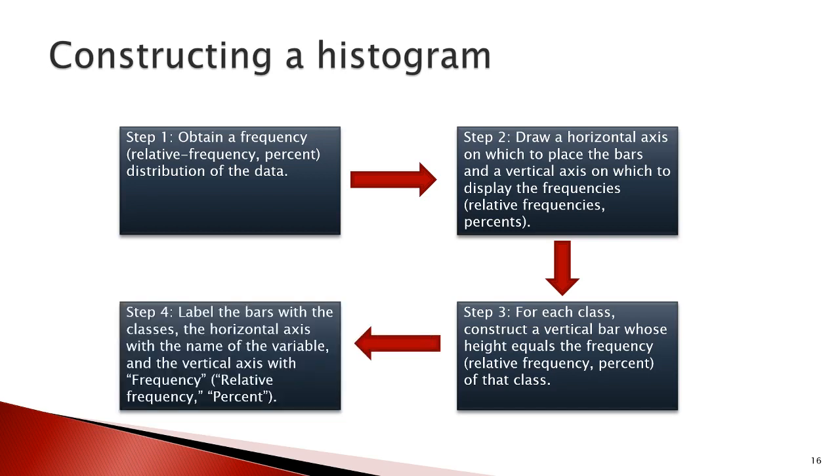And then the final step is to label the bars with the classes, the horizontal axis with the name of the variable, and the vertical axis with the frequency, relative frequency, or percentage, whichever measure we are using. That is how we construct a histogram. That's the four-step procedure.